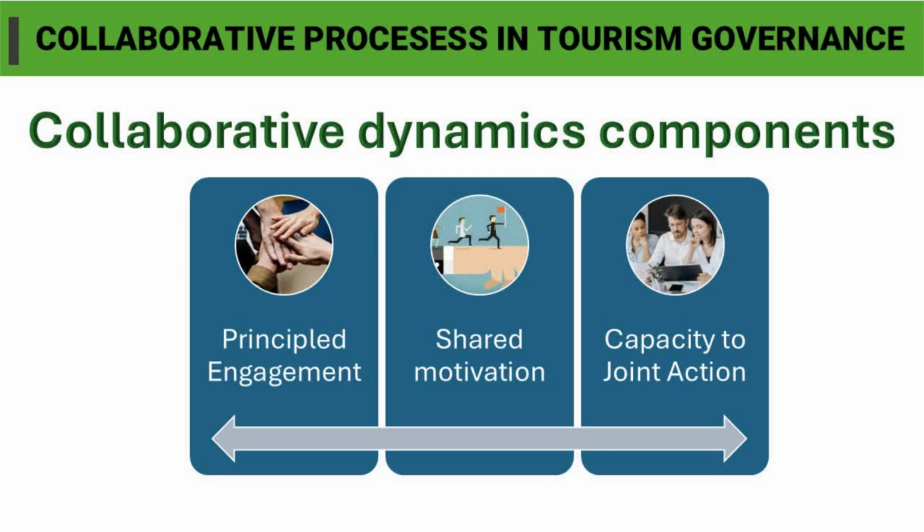It has previously been emphasized that effective tourism governance requires appropriate collaboration among the various stakeholders or actors involved. The following highlights 3 collaborative dynamics components that are important for tourism governance. Principled engagement in tourism governance faces several barriers, including limited transparency, communication, and participation among stakeholders. Issues such as unclear collaborative goals, poor cross-institutional communication, and minimal local involvement contribute to these challenges.